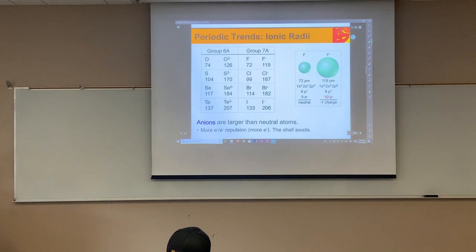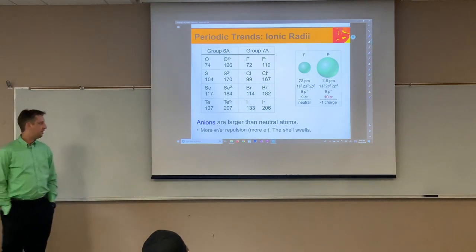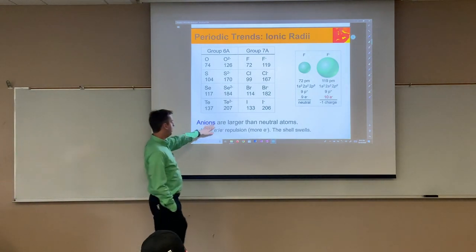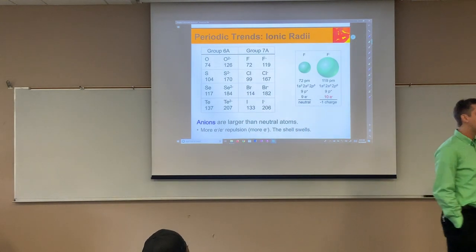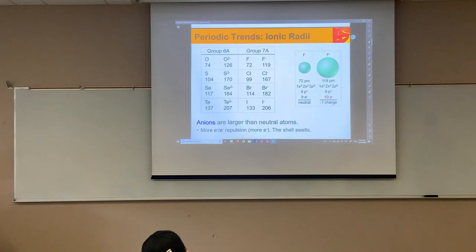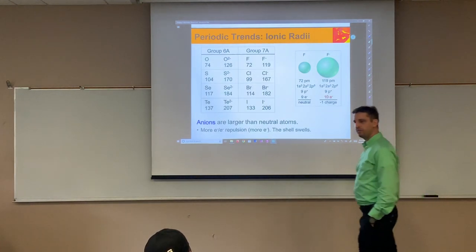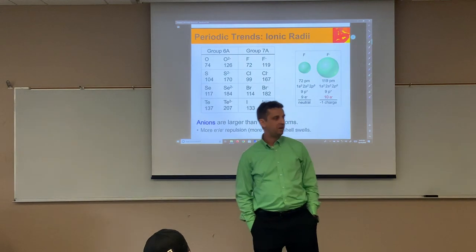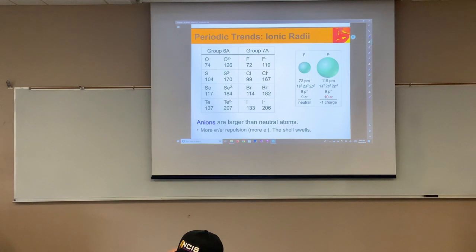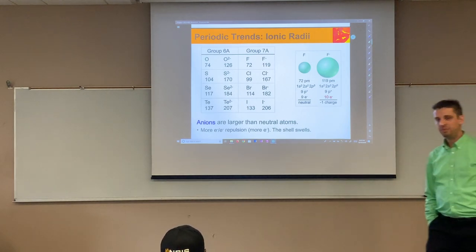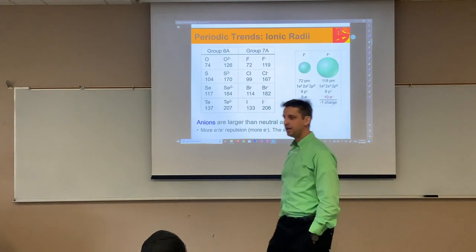All right. Just as you guys predicted. What about anions? Anions are going to be larger in radius than their neutral atoms. We still have the same amount of pizza, but we start to add more students to the room. We have to cut the slices smaller and smaller and smaller, and everyone gets angrier. They start to repel each other, start to want to take up more space.